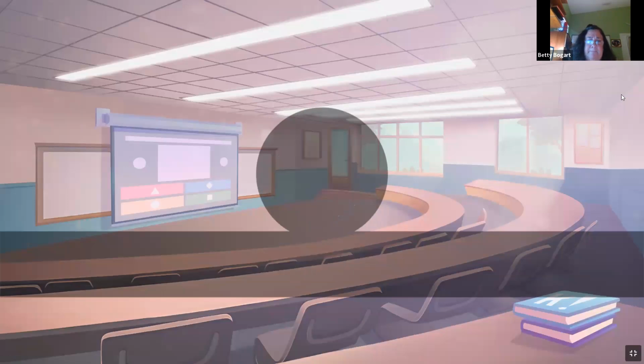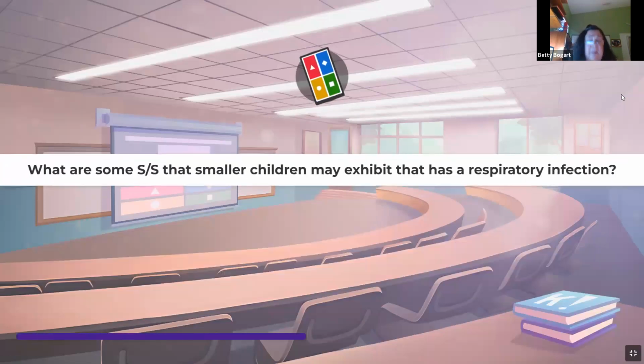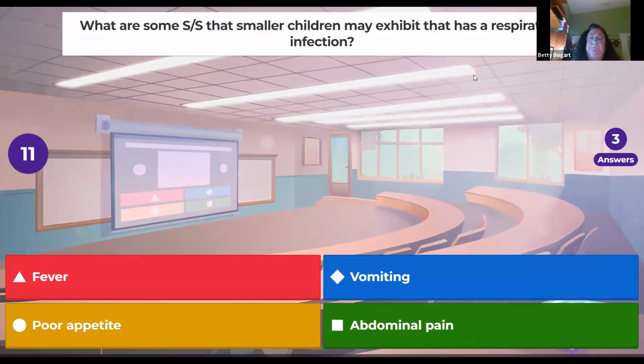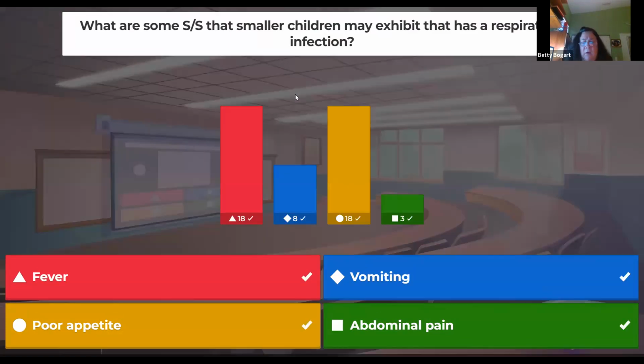What are some signs and symptoms that smaller children may exhibit that have a respiratory infection? Children are really good. When they are sick, they don't feel good. There are certain things that are going to happen. Number one, if they have a fever, they're not going to want to eat. They're not going to want to drink. They don't want to play. And you might see them vomit.